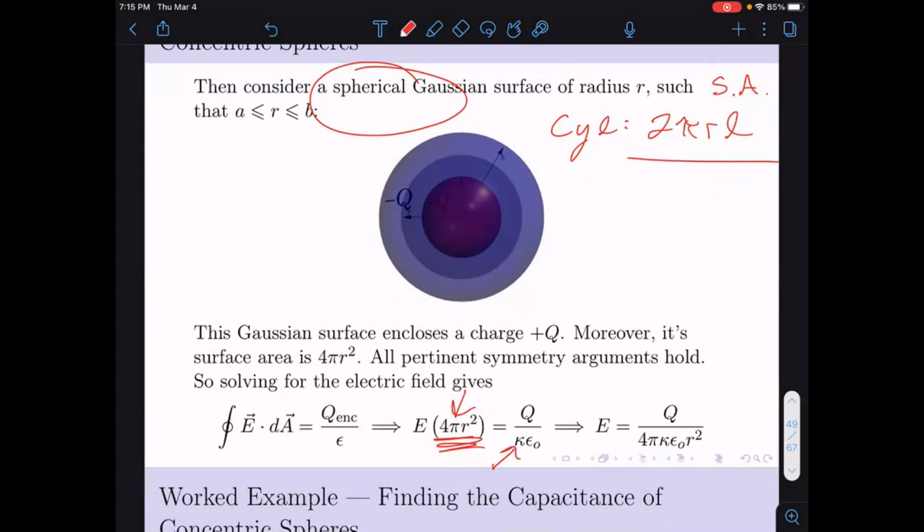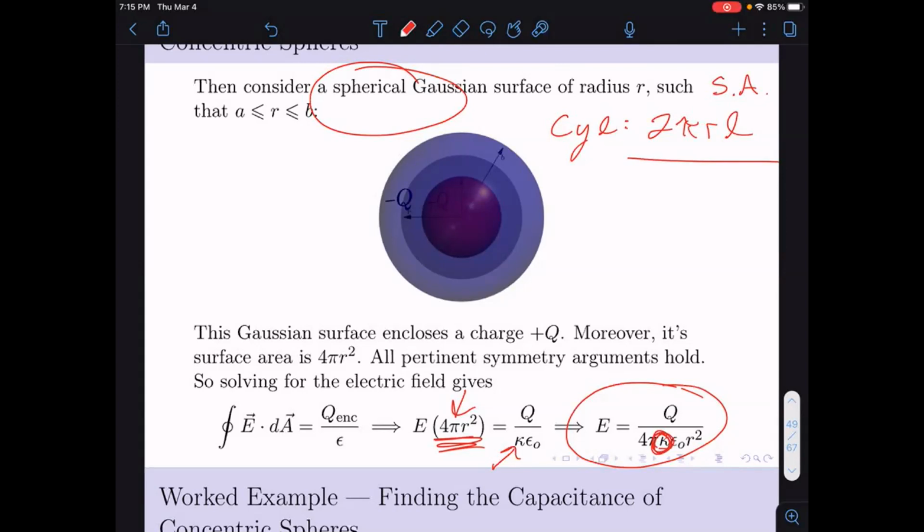So what we end up with is a pretty familiar formula, except for that kappa there: E equals Q over 4 pi kappa epsilon naught r squared. Normally in unit 1, it would just look like E equals Q over 4 pi r squared epsilon naught. So pretty similar, just don't forget about that dielectric. That's the entire point of why we're even trying to find the capacitance of this object, because we put a dielectric in there.